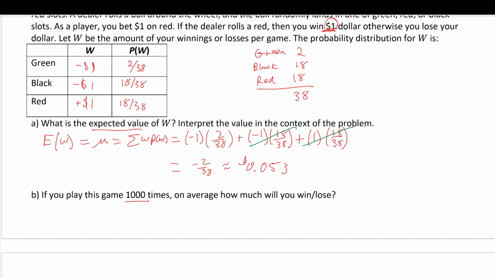Well, 1,000 times this expected value. You can see why I round to the thousandths place, because I just moved the decimal place over 3 times. So this is negative 53. So if you play 1,000 times, on average you expect to lose $53. You can just sit there at the roulette table for hours, depending on how fast they play each game, and on average, you should expect to pay $53.